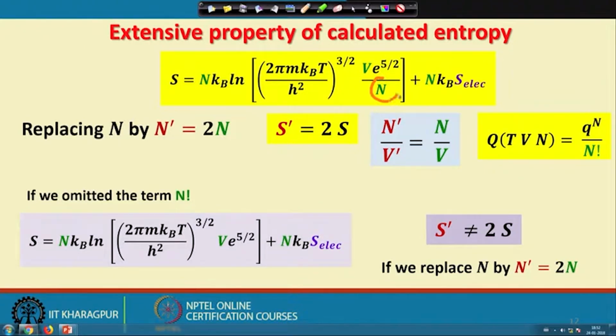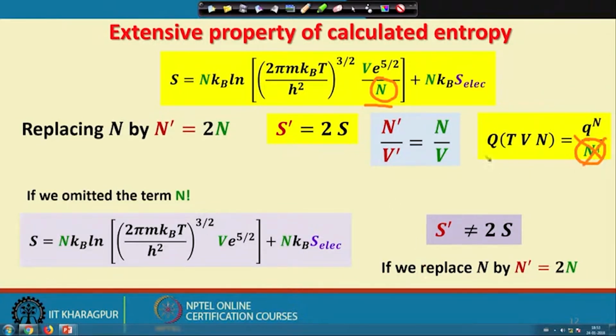Now, if I look closely enough, I understand that this entire analysis depends very much on the presence of this factor capital N here. Where did this factor capital N come from? If we go back and look at the derivation, we will find that incorporation of this factor N factorial in the expression for capital Q is the reason why in the final expression of S the term capital N appeared here. Now, what would have happened if we just did not write down this N factorial?